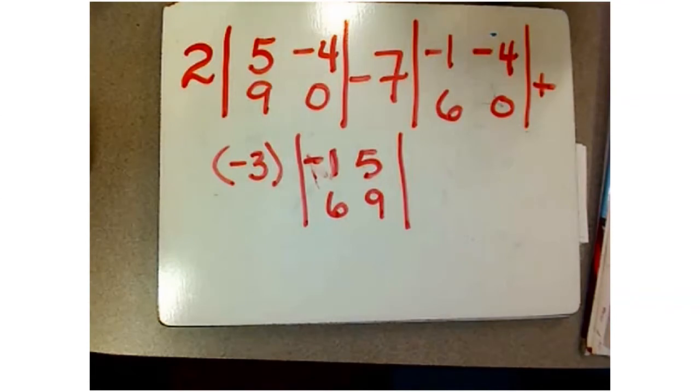Then go down a row just below that, determinant open. Hang on, class. Wait for me. I'm trying to figure out where I am here. Plus determinant open, 6, 9, determinant close. All right.